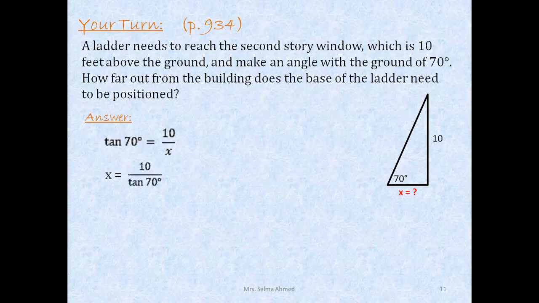So I want to get X, so I'm going to move the X up and take tan 70 to be in the denominator. So it will be 10 over tan 70 degrees. By using your calculator, it will be approximately 3.6 to the nearest tenth.